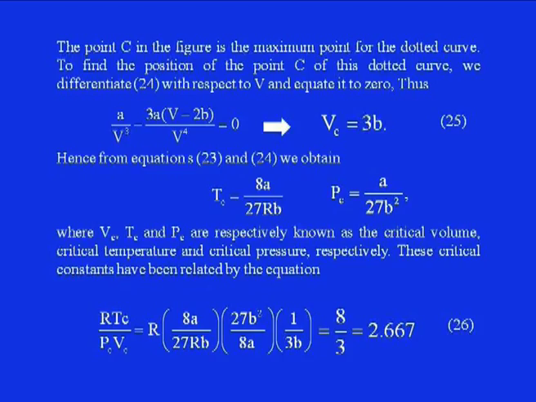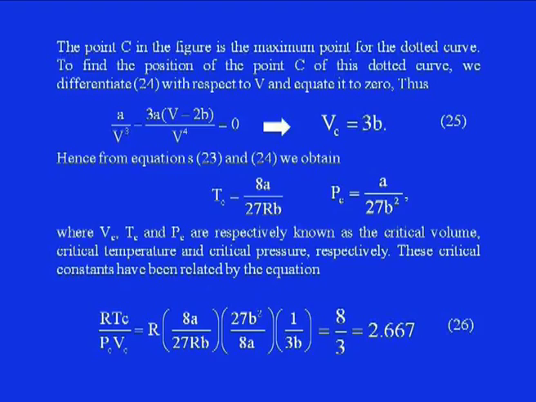Okay. So, Vc, Tc and Pc are respectively known as the critical volume, critical temperature and critical pressure. These critical constants have been related by a beautiful equation, RTc/(PcVc). Just we will substitute the values of Tc, Pc and Vc.